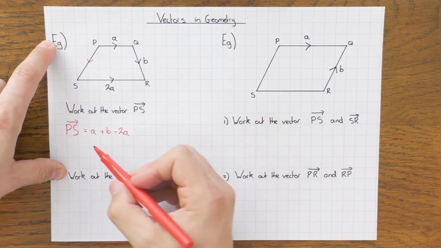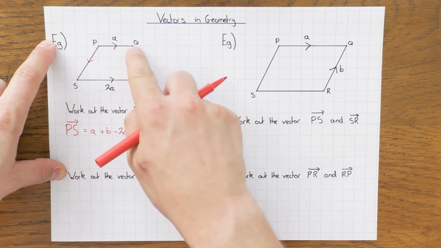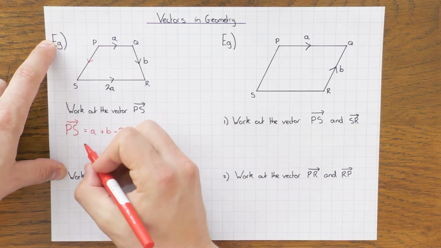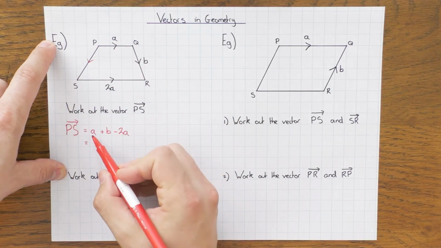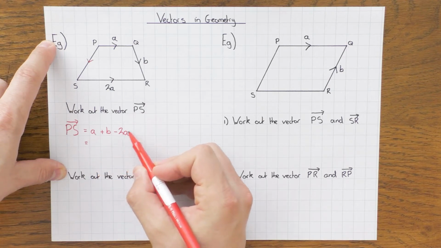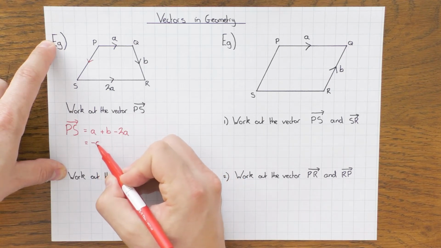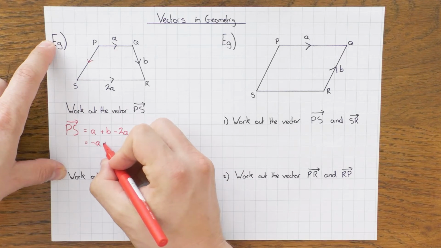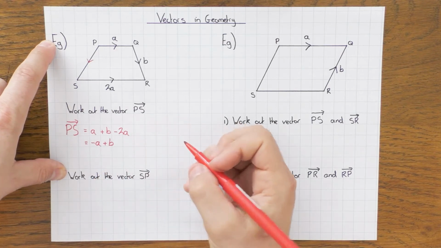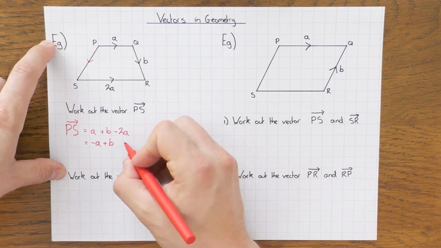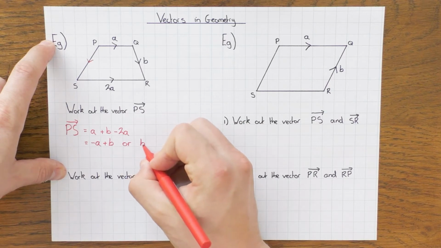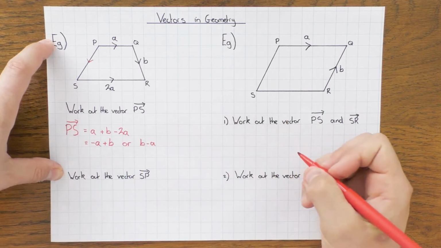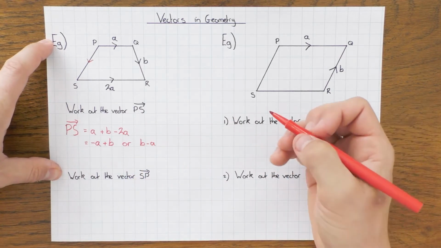Okay. Once you've written that down, so that bit, that bit, that bit, we just simplify it. And we look at the A's. A, take away 2A is just minus A, and I can't do anything with the B's, so that just stays as plus B. So it's minus A plus B, or of course you could write that as B minus A. It doesn't matter, both are exactly the same.